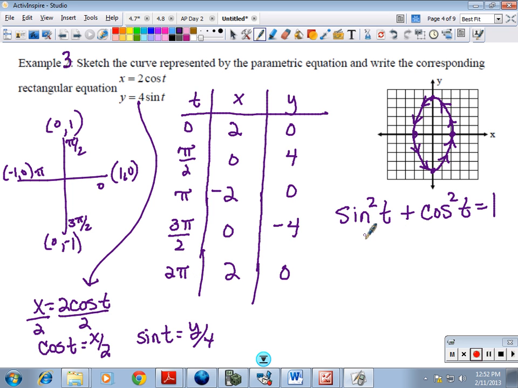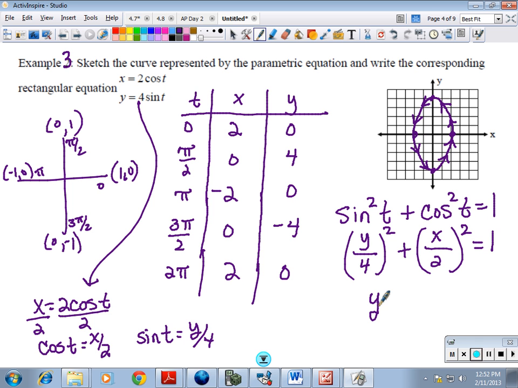I'm going to plug these in here. Well, what's sine? Sine is y over 4 squared. Cosine is x over 2 squared equals 1. If I clean that up, that's y squared over 16 plus x squared over 4 equals 1, and that ends up being the equation of an ellipse. And we'll stop for this particular video.